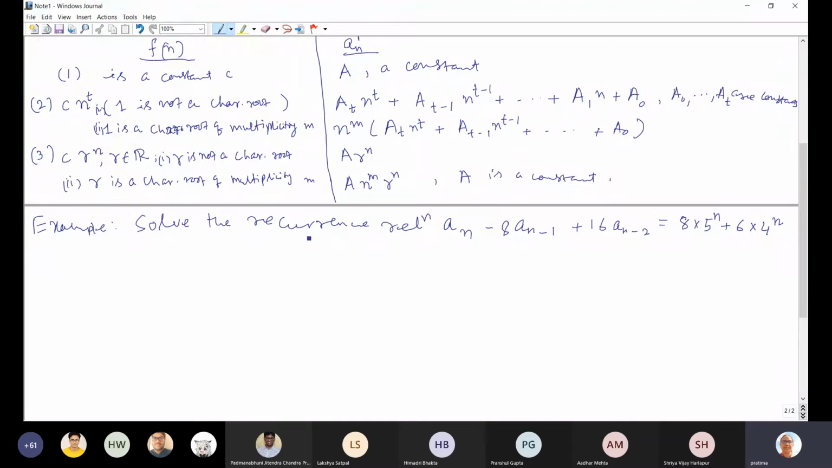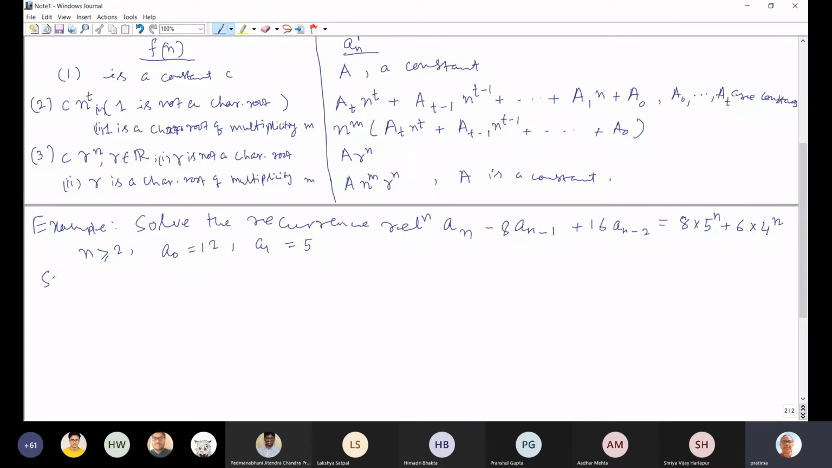And this is with the initial values, where n is greater than or equal to 2, and the value of a0 is, say, 12, and a1 is equal to 5. This is how it is given. Well, so then this is a non-homogeneous recurrence relation.